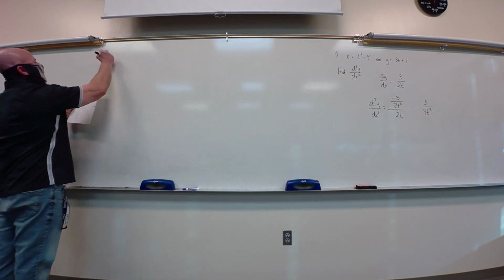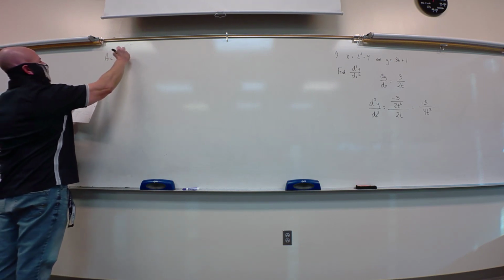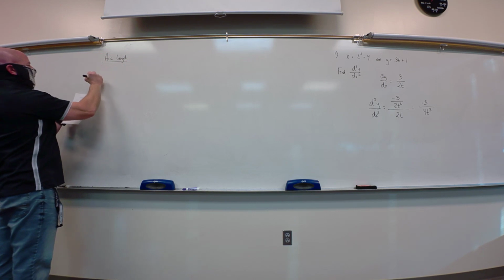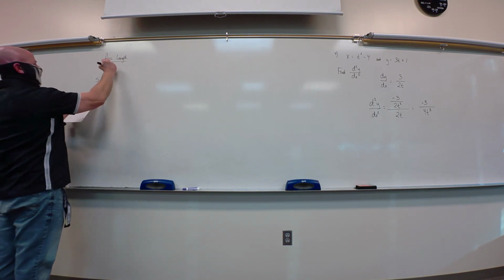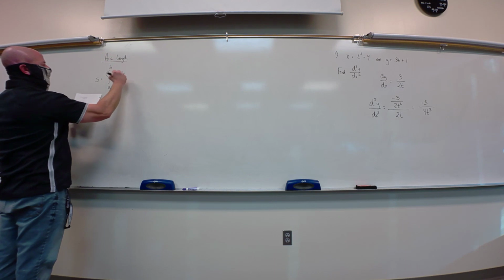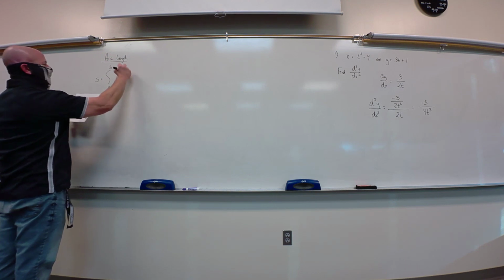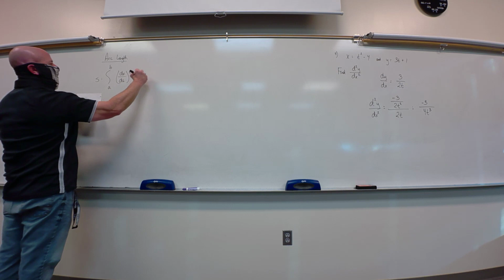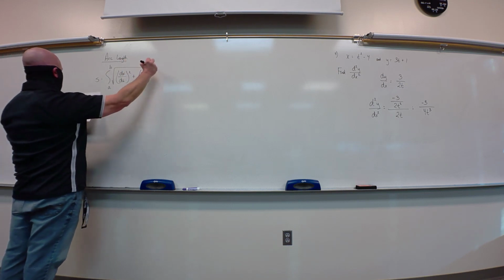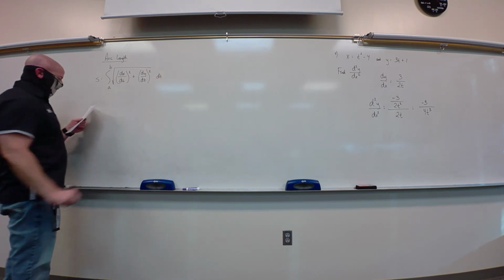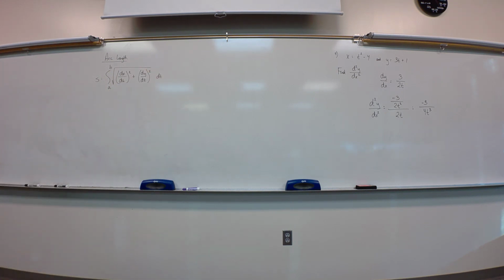Arc length. Arc length is the integral from a to b of the square root of dx dt squared plus dy dt squared, dt. Now, this is just our arc length formula in parametric. You know this. You can put the integrals in your calculator and solve. That's not a big deal. We've done arc length before.